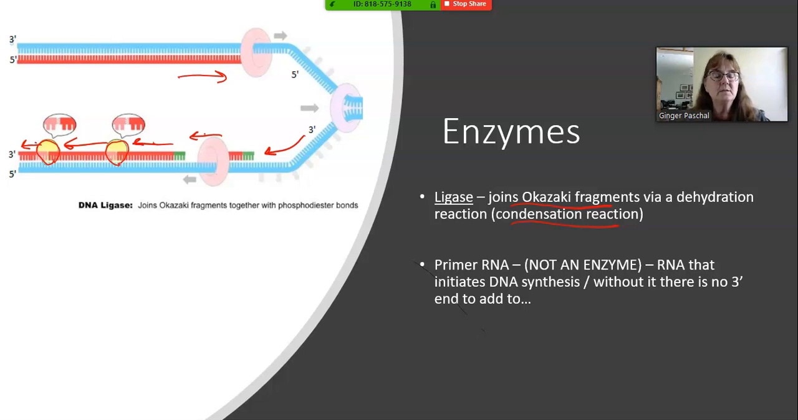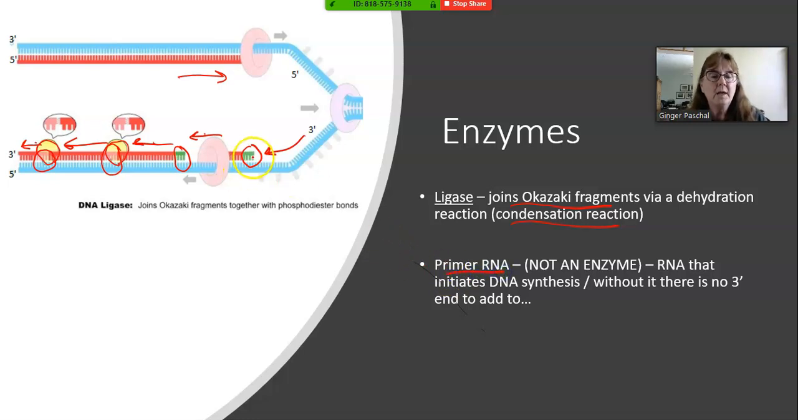synthesize DNA without it is because DNA polymerase will bind the 3' and the 5' ends together. Well, it can't do that if there is no 3' end. So the primer RNA actually provides that 3' end, and that's what these molecules right here are. This pink in here, this pink in here, and this green here, and this green here. Those are the primer RNA.